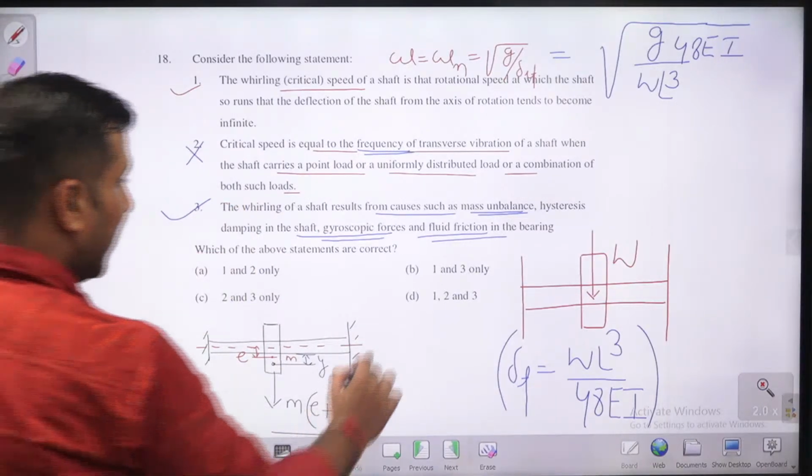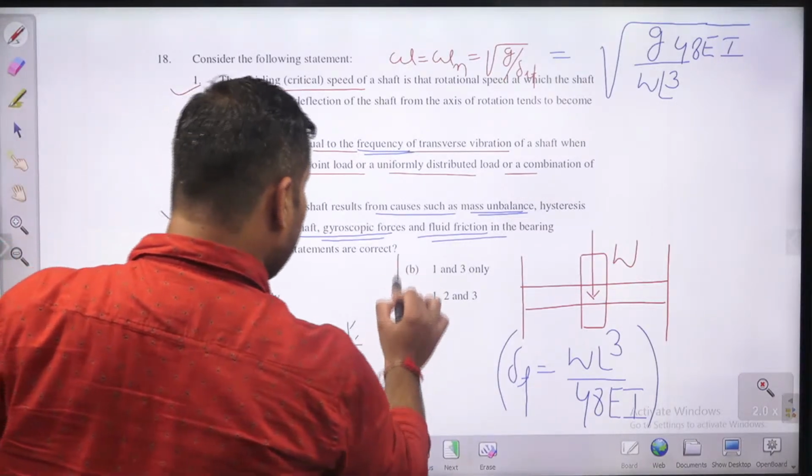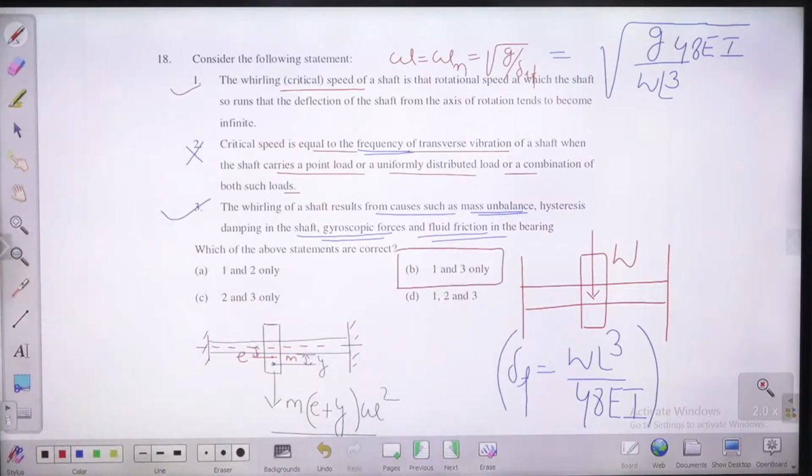So 1 and 3 are right. So for this question, B is the right answer, guys. So those who are thinking about B, they are very right. B is the right answer for this question.